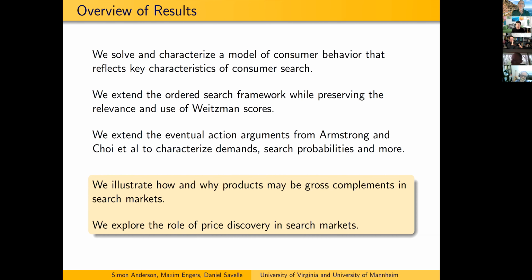We're going to use. Can I ask you? So, how related is this to the literature on shopping malls?